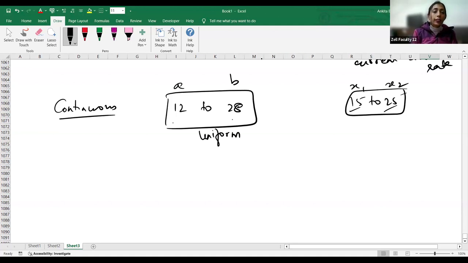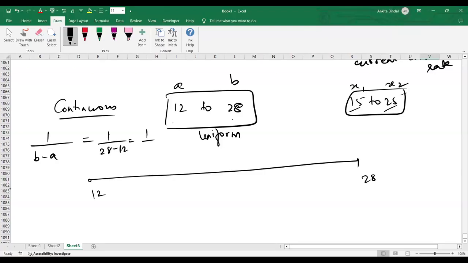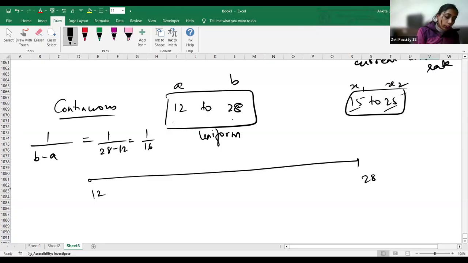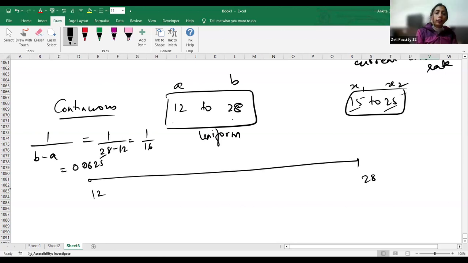So, remember, continuous distribution. This is 12, this is 28, and uniform. How do I find the probability? 1 by b minus a. So 1 divided by 28 minus 12 is 1 divided by 16. How much is that? 0.0625. Now I want the probability between 15 and 25.